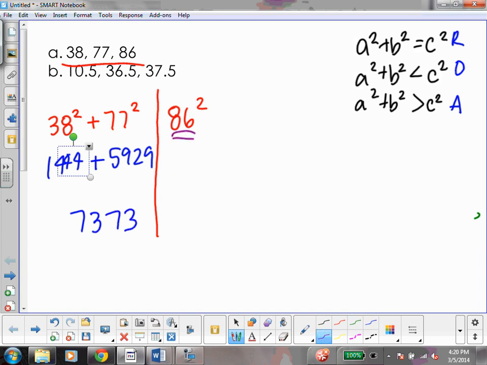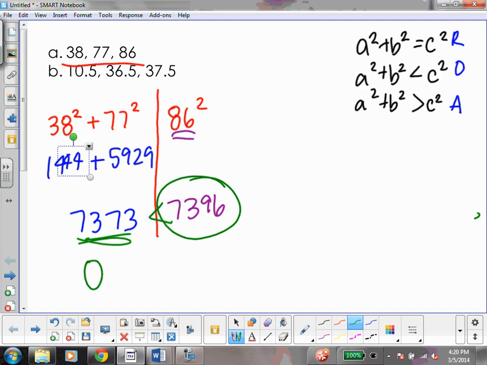Now let's compare that to the c squared, the potential hypotenuse of my triangle. 86 squared is 7,396. 7,396 is greater than 7,373. So since the hypotenuse squared is bigger than the two sides squared, then this triangle would have to represent an obtuse triangle.